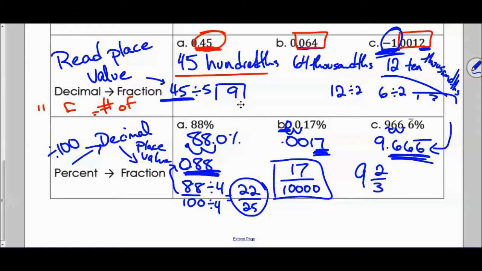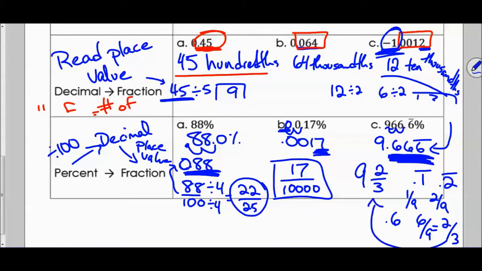Some of these are really easy to remember. Anytime it's a repeating decimal like this, 0.1 repeated, 0.2 repeated, that's just that number over 9. So 0.1 repeated would be 1/9, 0.2 repeated would be 2/9. So 0.6 repeated is 6/9. That's the exact same thing as 2/3. That's why we're getting that as the fraction part.